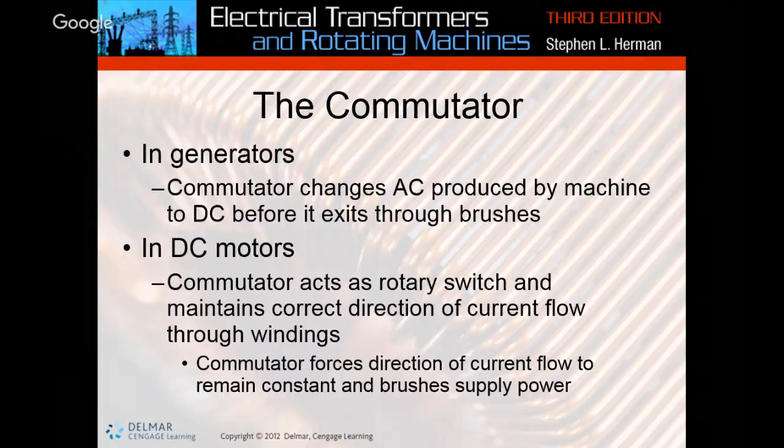The commutator. In generators, the commutator exchanges AC produced by a machine, which would be like a motor or water turbine or anything like that, even steam from a coal plant. In DC motors, the commutator acts as a rotary switch, maintaining the correct direction of current flow through the windings. So when we're talking generators, the armature is where we take the power out to whatever we're supplying, and when we're talking motors, it's where we apply the power to spin something. Okay?